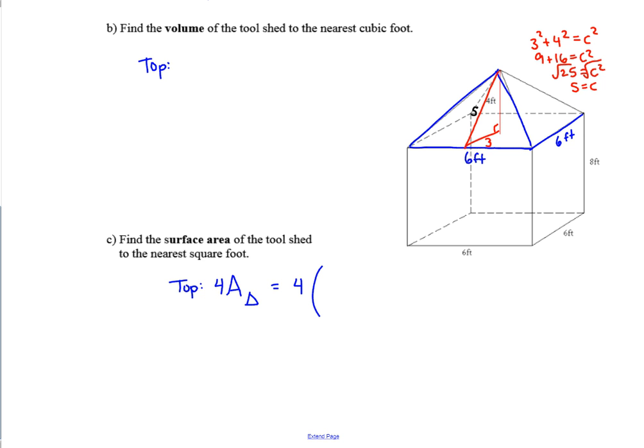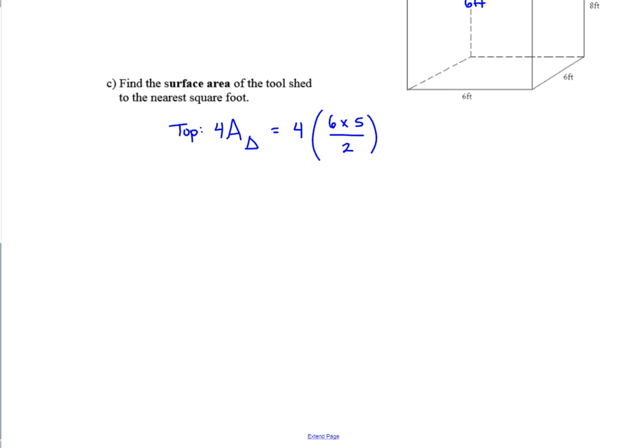So each triangle, what's the base of the triangle? 6. What's the height of the triangle? 5. Divided by 2. Base times height divided by 2. Does everyone see how? I probably should have written that formula. So what I was doing here is 4 times base times height divided by 2. And if you understood that, then we're good. 6 times 5 is 30, divided by 2 is 15, times 4 is 60 feet squared.